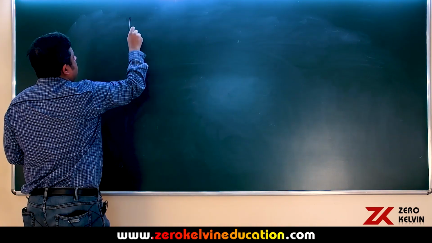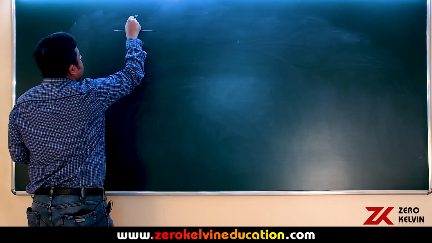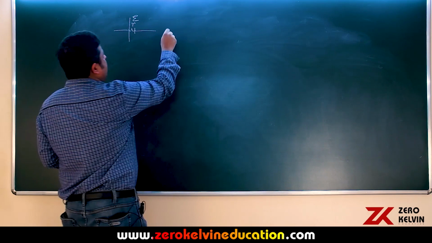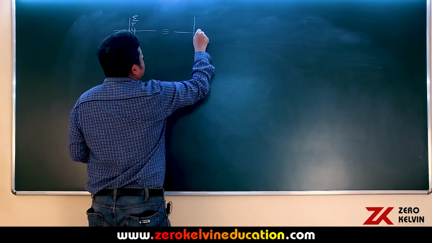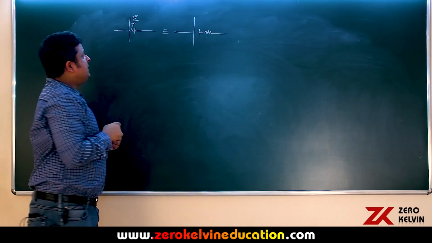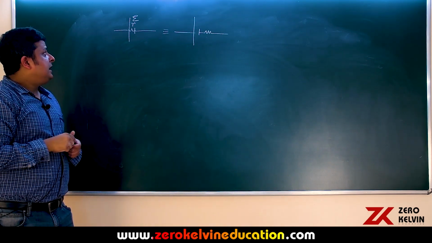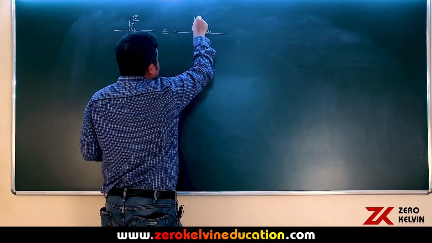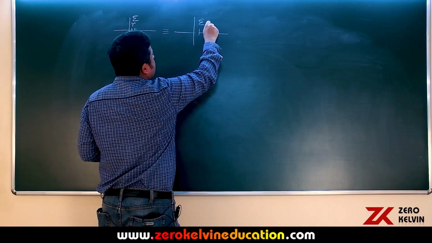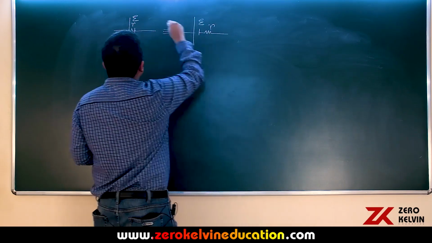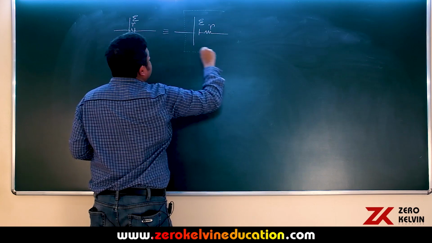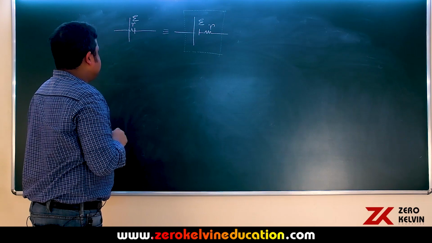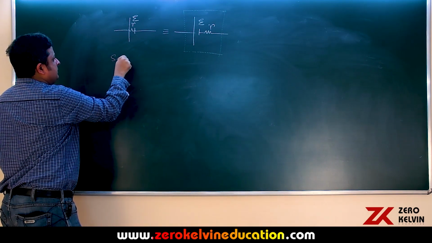A cell will have an EMF E and an internal resistance R. That can be drawn like this: a cell having EMF E and internal resistance R is equivalent to an ideal cell E and resistance R in series. So, this is the whole package, the whole combination. This is equivalent to this. Now cells in series, first I will discuss series.